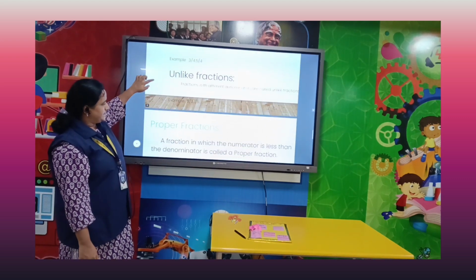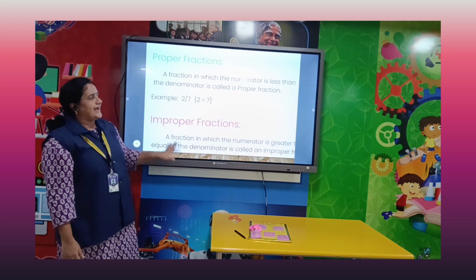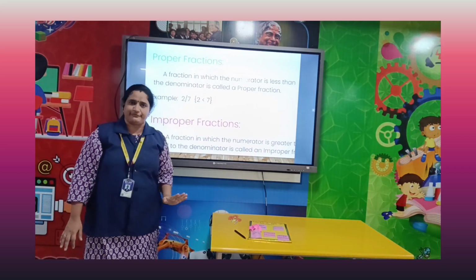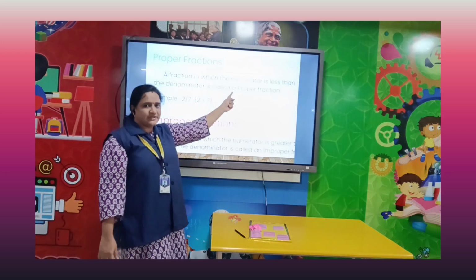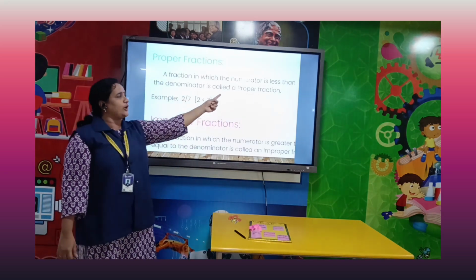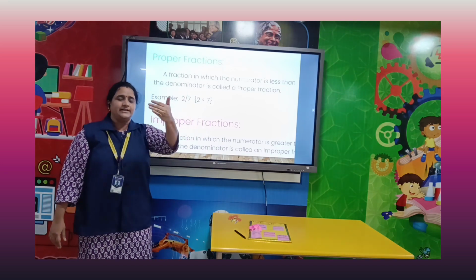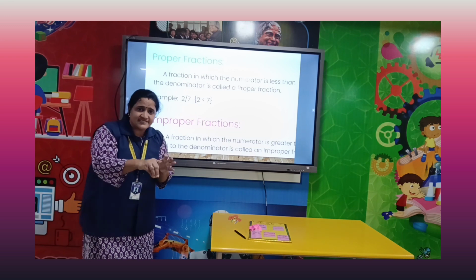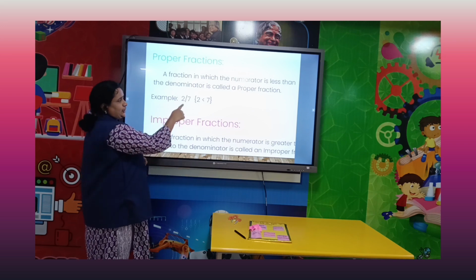Next. Proper fraction. A fraction in which the numerator is less than the denominator is called a proper fraction. What is the numerator? The number which is at the top. What is the denominator? The number which is at the bottom. So what they are coming to say is, the numerator should always be less than the denominator.